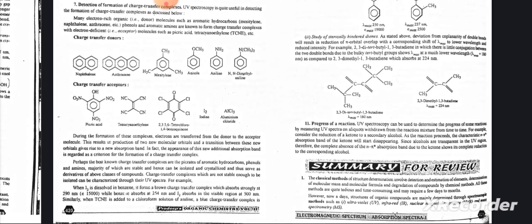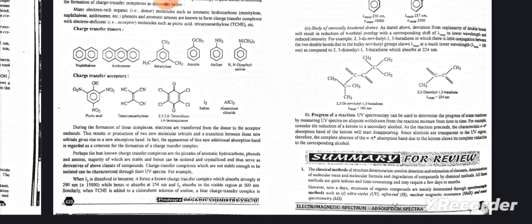Second is the study of sterically hindered dienes. Deviation from coplanarity of double bonds will result in reduction of pi orbital overlap with a corresponding shift of lambda max to lower wavelength and reduced intensity. For example, 2,3-di-tertiary-butyl-1,3-butadiene, in which there is little conjugation between the two double bonds due to the bulky tertiary groups, shows lambda max at much lower wavelength as compared to 2,3-dimethyl-1,3-butadiene, which absorbs at 224 nanometer.